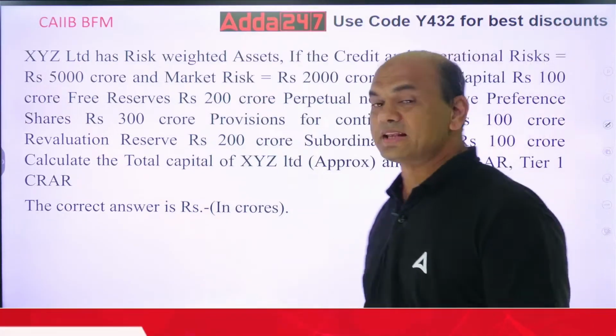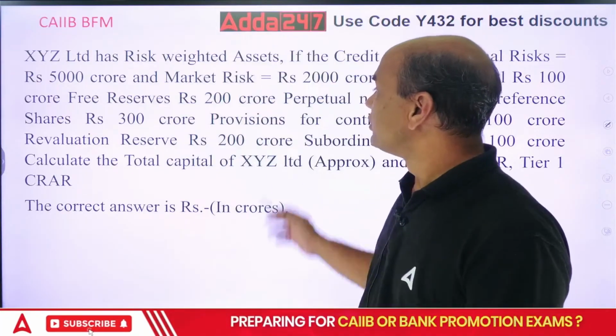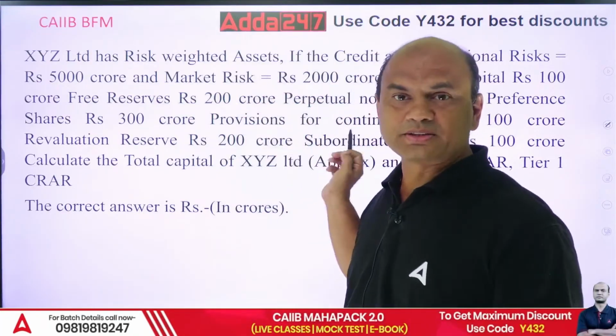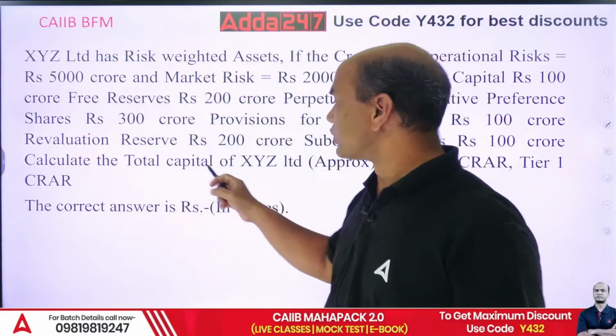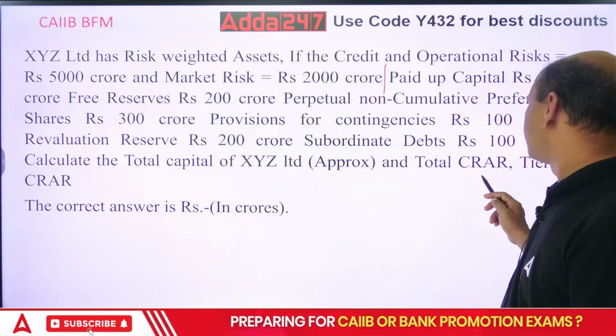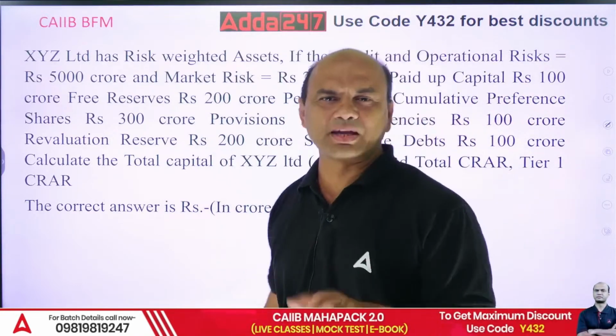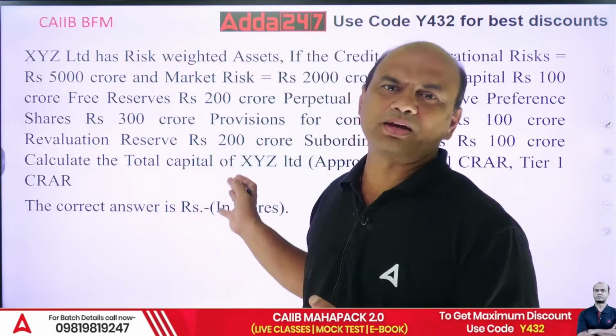So now 3 things you have to calculate. What is given? All these points are given. You have to calculate total capital, total CRAR and Tier 1 CRAR. This is basically for the bank. XYZ Limited is a bank basically, because we require this for the bank only.